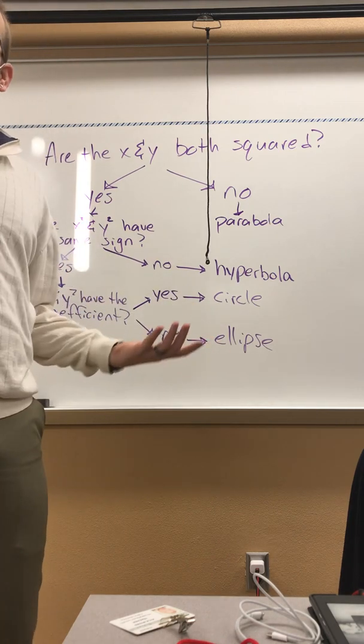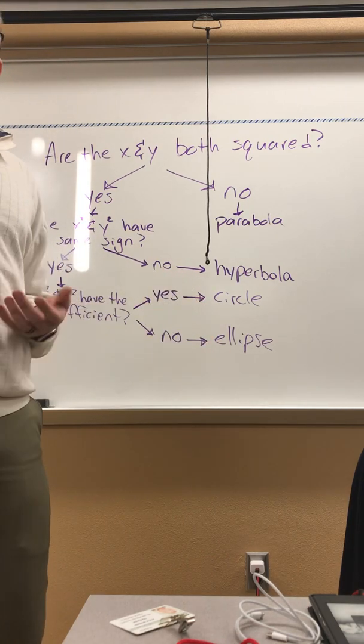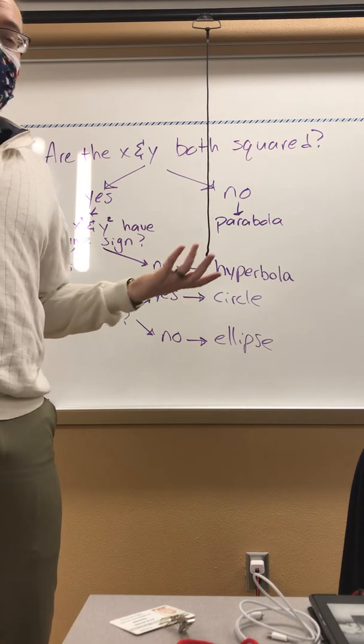Right? So you only need to ask up to three questions to figure out what kind of conic you have.